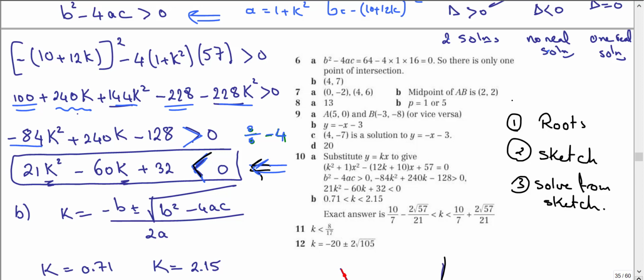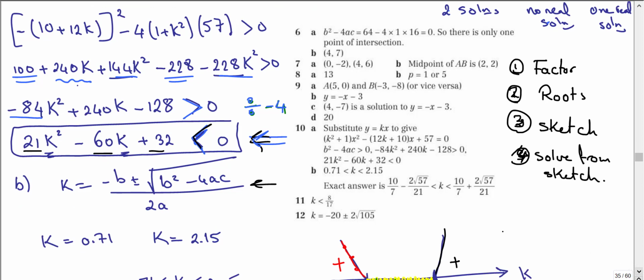Actually, step number 1 should be factor first. Step number 2, you find the roots. Step number 3, you sketch. And step number 4, you solve it from the sketch. 4 steps. So this one cannot be factored. So you do what? You put it on the calculator, or you use the quadratic formula. I'll put it on the calculator.